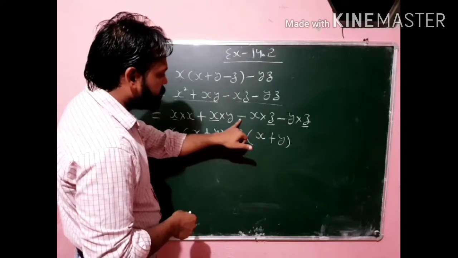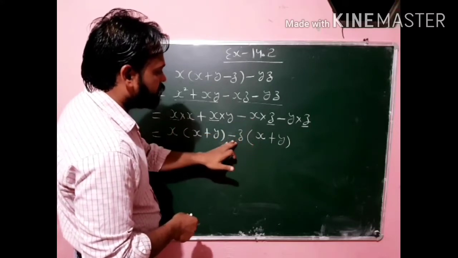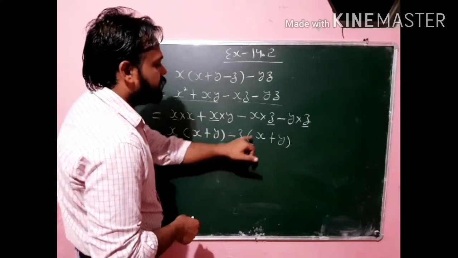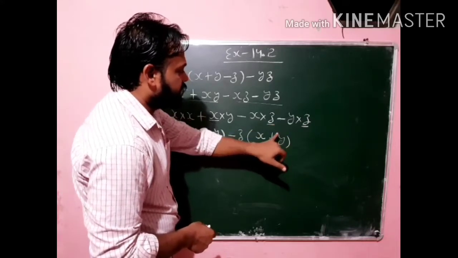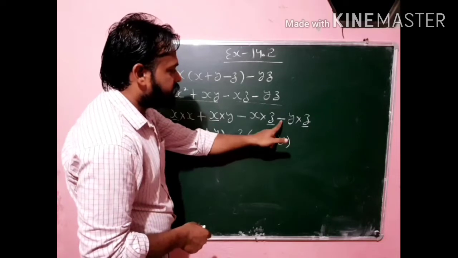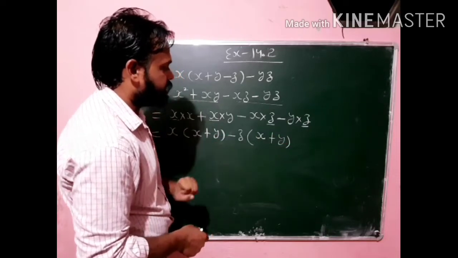If a minus sign is there and we take minus common outside of the bracket, then we must change the sign inside. If the sign is a plus, then we have to make it minus. If it is minus, then we have to make it plus.